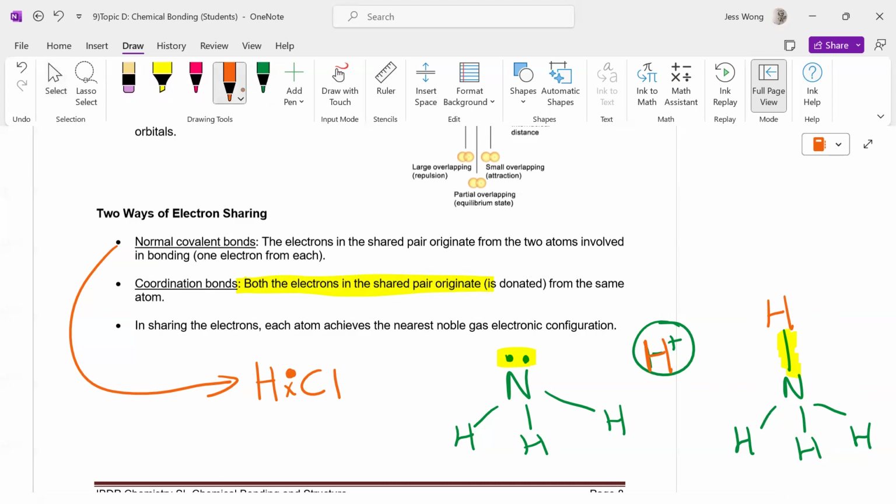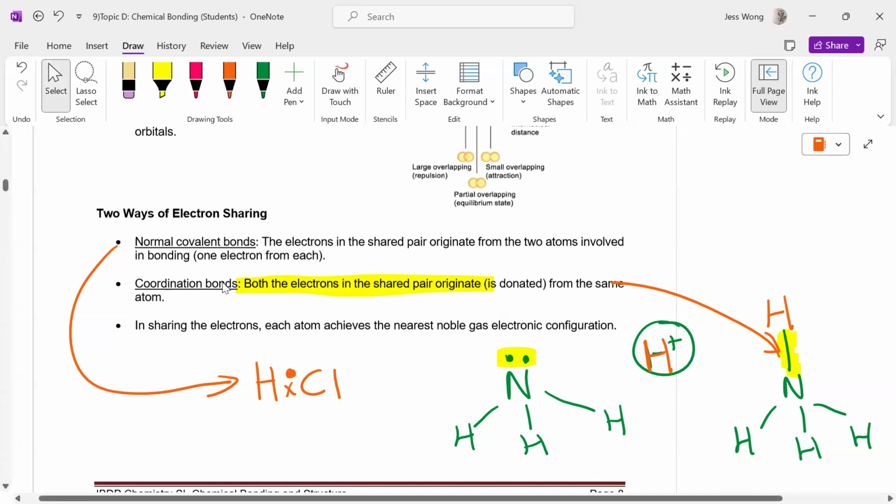Now, is there a difference? Can we tell a coordination covalent bond from a normal covalent bond in terms of bond strength or reactivity? You'll find that no, a normal covalent bond and a coordination covalent bond have the same bond strength and the same properties. It's just that the way they are formed is a bit different.